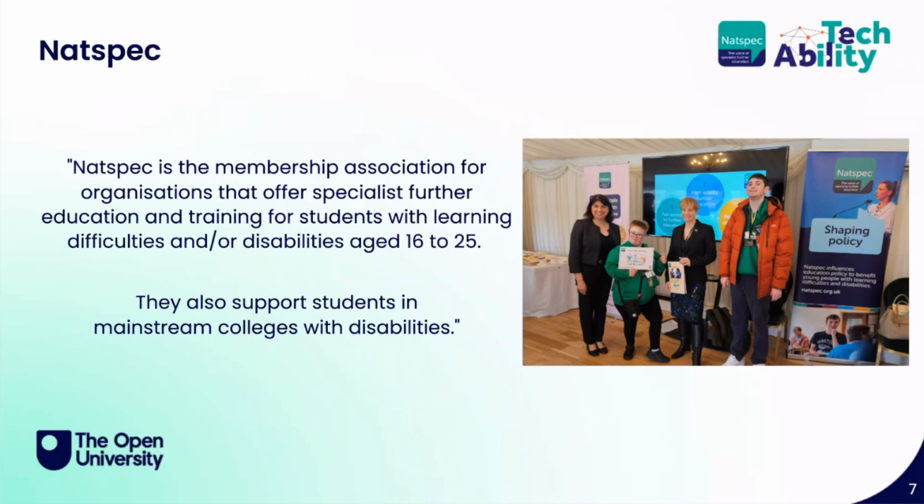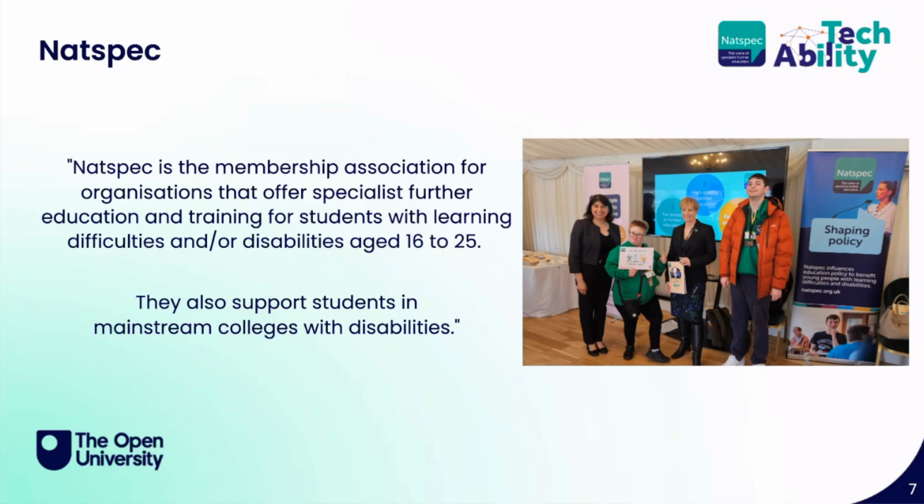I'm just going to run through who we are and some background, just so you know who we are and what the elements are that we're talking about with this project. So NatSpec, we're the membership association for organisations that offer specialist further education and training for students with learning difficulties and disabilities aged 16 to 25. However, we don't just work within the specialist college sector. We also support mainstream colleges with their students with disabilities as well.